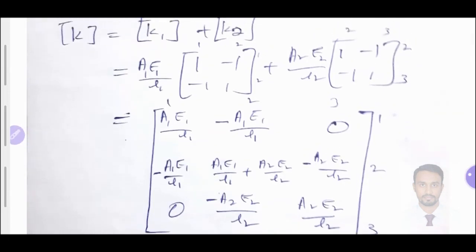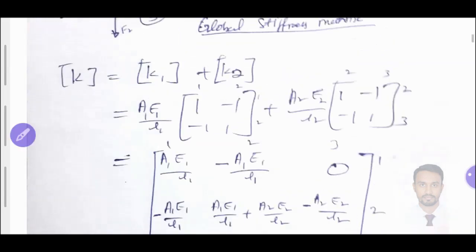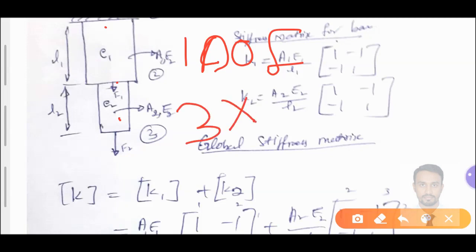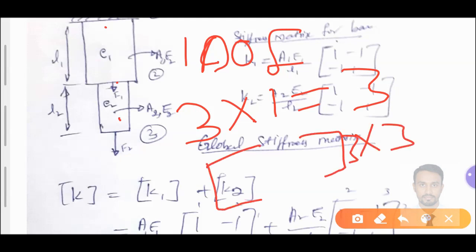After giving the row names and column names, now we have to get the idea of how to assemble this matrix. We know how many nodes we have here: 3 nodes. Each node has 1 degree of freedom. So 3 nodes with 1 degree of freedom each equals 3. That means we'll get a 3 cross 3 matrix.